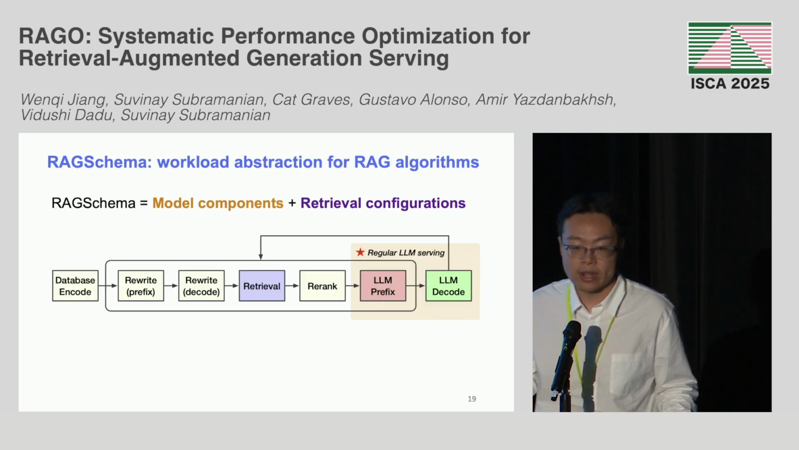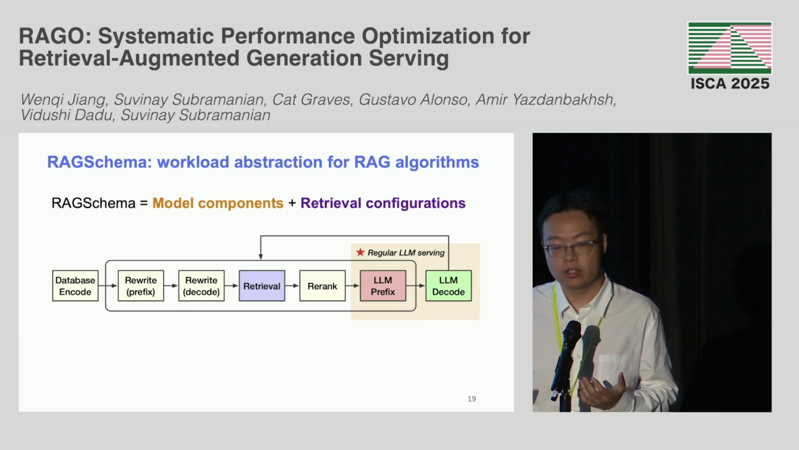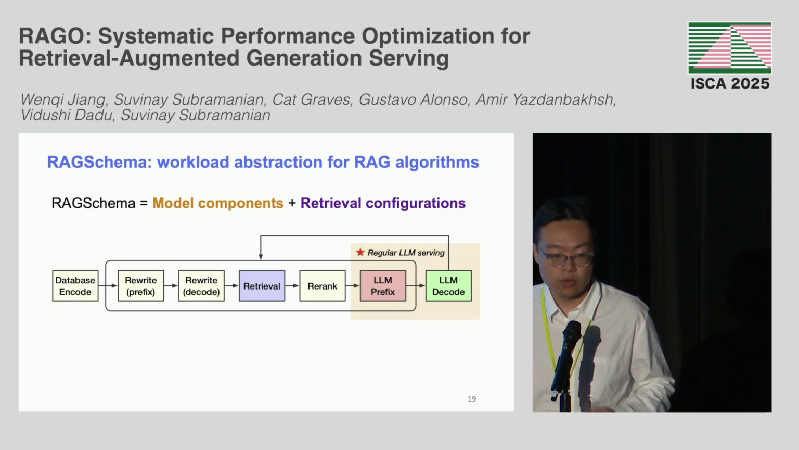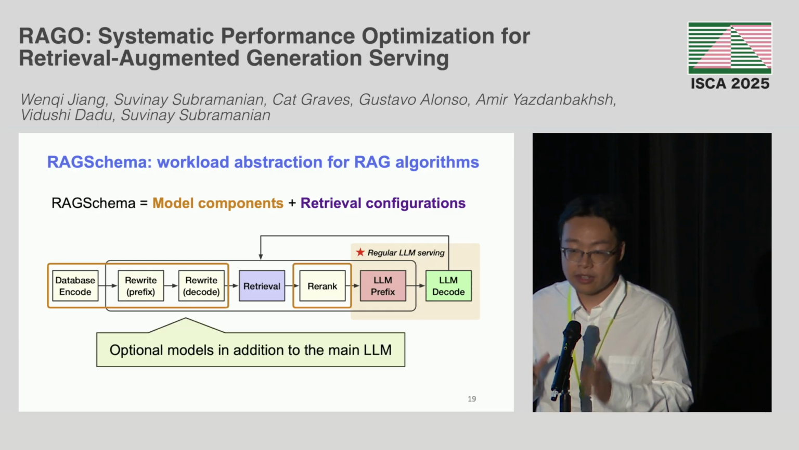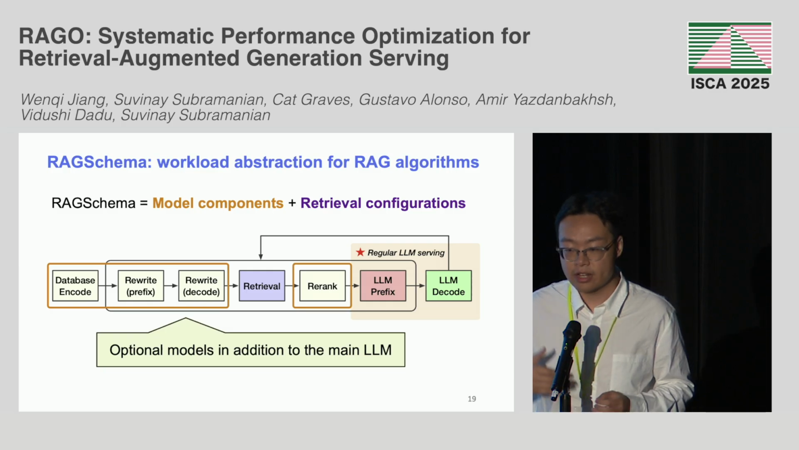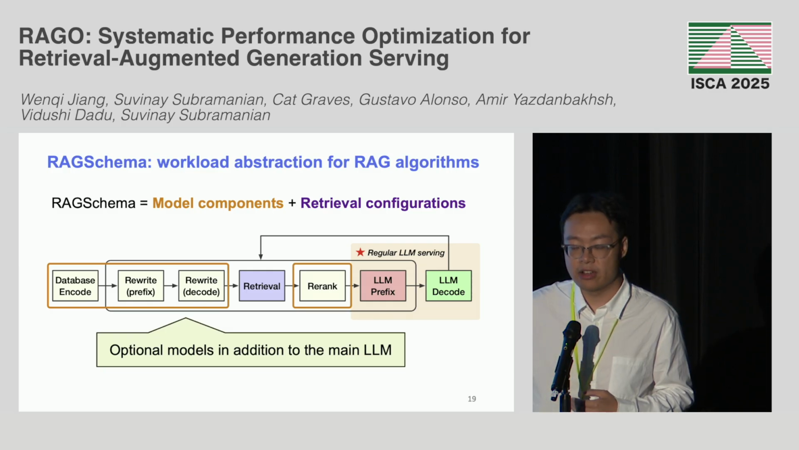And to this end, we proposed RAGSchema, which is a unified workload abstraction that mainly describes two things. The first thing is what the models in the pipeline are, because there can be more models than the main generative LLM.